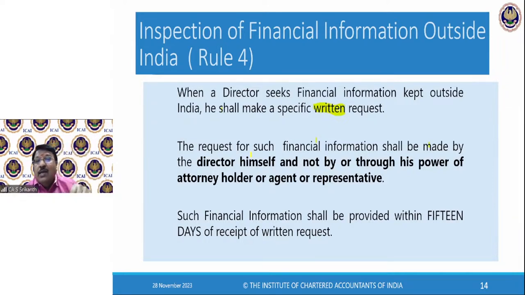Again, because the director himself, okay, he's an agent of the company. So he cannot have one more agent who will come and tell. So no power of attorney or agent. The director himself should make the request. But after having made the request in writing, he can authorize. Right? But the authorized representative cannot make the request.